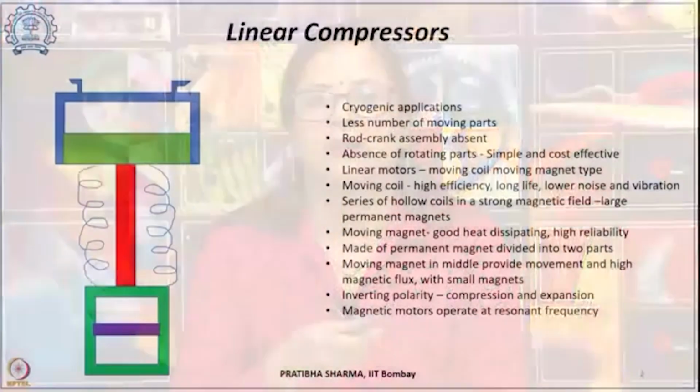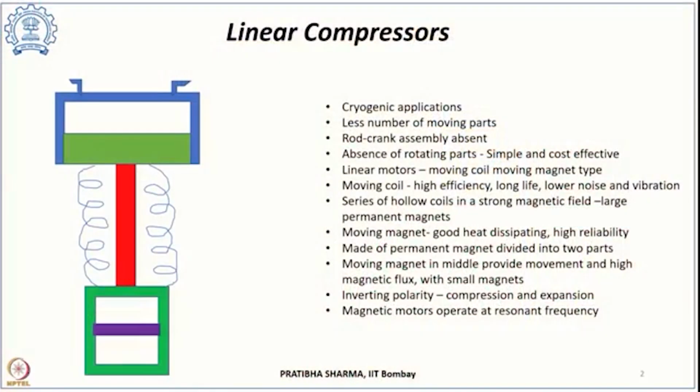They have a very small number of moving parts as against the previously studied compressors. In them the crankshaft and the connecting rod are absent. Now, because of the absence of the rotating components, the design of these linear compressors is relatively simpler, and we can have cost savings as against the other reciprocating type of compressors.